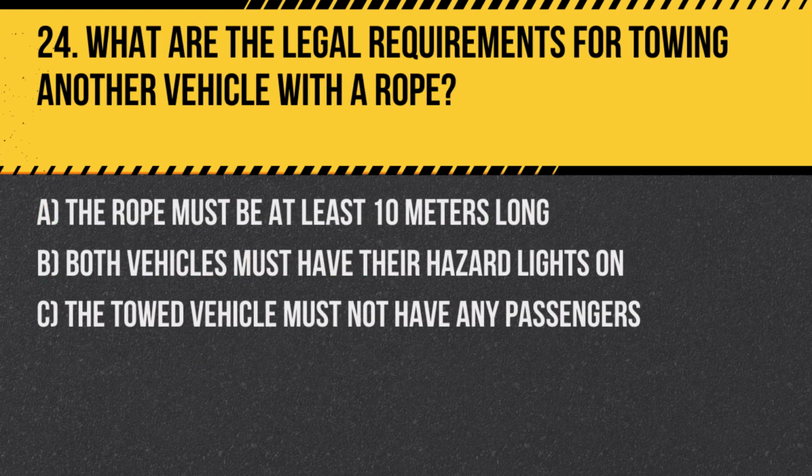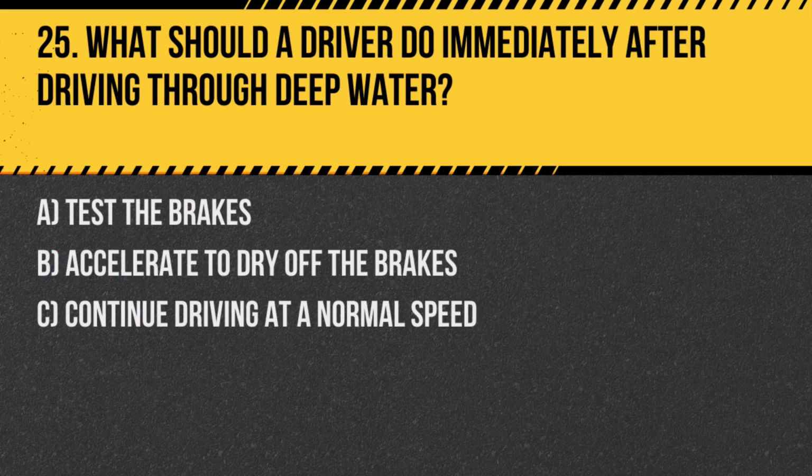Question 24. What are the legal requirements for towing another vehicle with a rope? A. The rope must be at least 10 meters long. B. Both vehicles must have their hazard lights on. C. The towed vehicle must not have any passengers. Answer: B. Both vehicles must have their hazard lights on. When towing another vehicle with a rope, it is required that both vehicles activate their hazard lights to alert other road users.